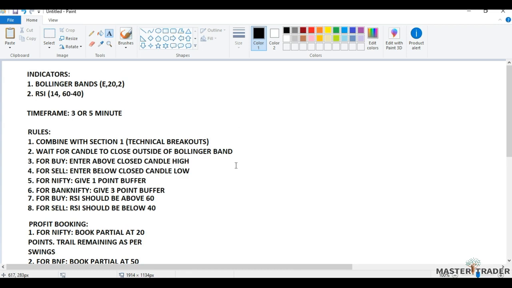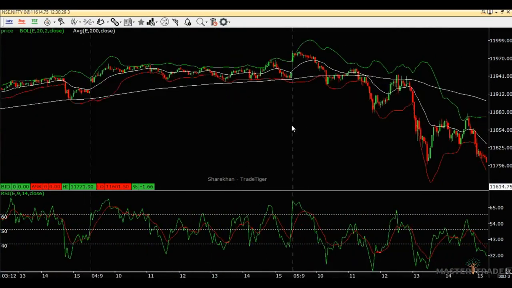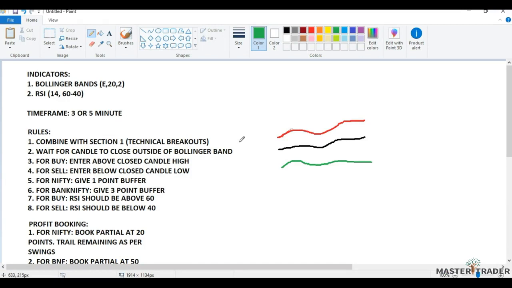All right, so now, let's say this is my upper Bollinger Band. This is the mid level, which is the 20 EMA, and this is the lower band. If you look at the charts, that's somewhat what it looks like. Now what the strategy says is that I will enter once I get a candle. Let's look at the buy setup for now.